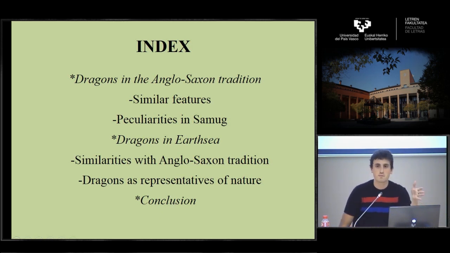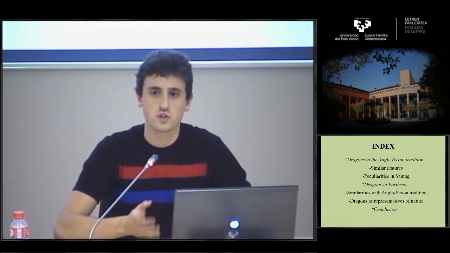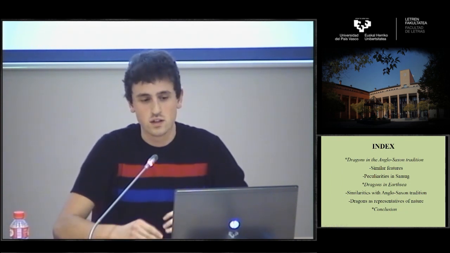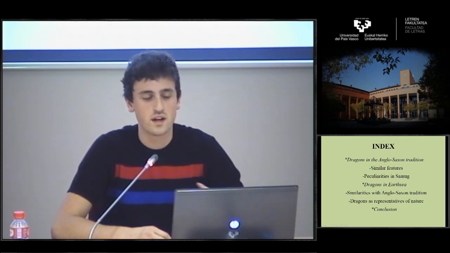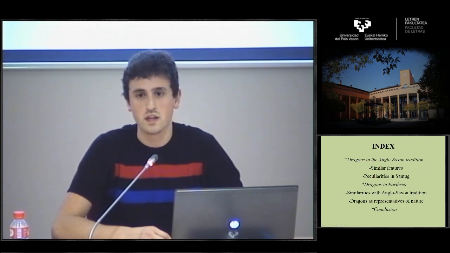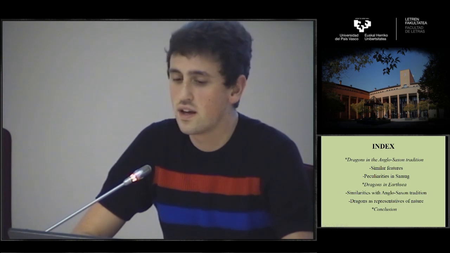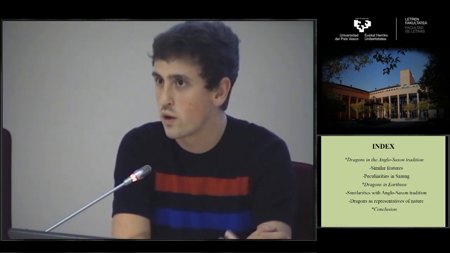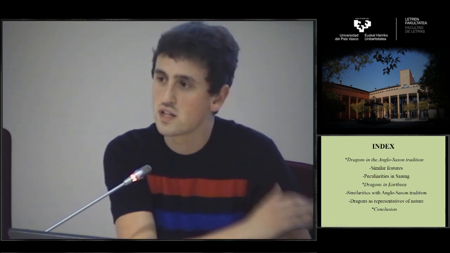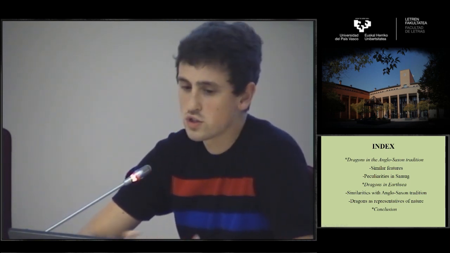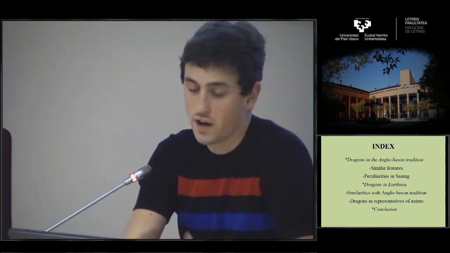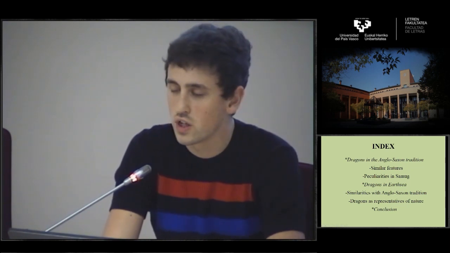So, the structure of my presentation is the one you have here. First I'm going to show you how dragons have been portrayed traditionally in the Anglo-Saxon tradition, looking at these features that are shared between the dragon in Beowulf and the dragon in The Hobbit. And then we are going to be looking at certain peculiarities that appear in the figure of Smaug. Moving on to the second part of the presentation, we are going to focus on dragons in Earthsea. And we are going to be able to see that although Le Guin makes use of features appearing in the Anglo-Saxon tradition, she grants her dragons a whole new symbolism, in that she makes them symbols or representatives of nature. And finally, we are going to sum up everything and reach some very general conclusions.